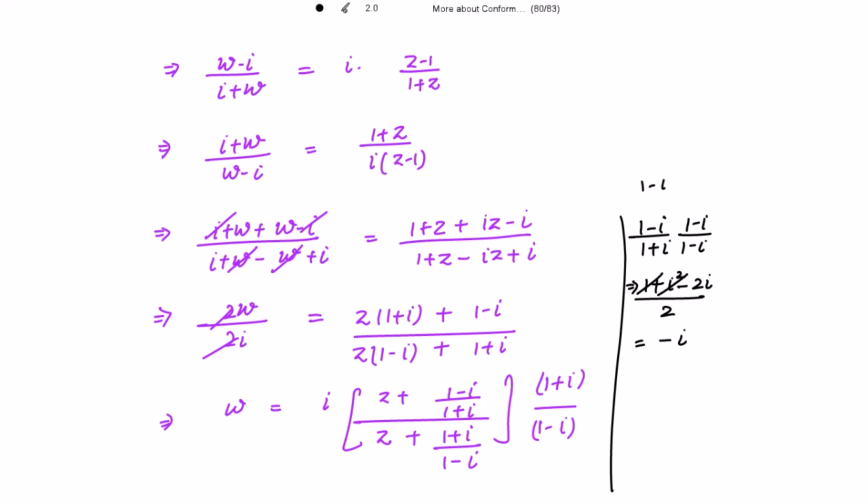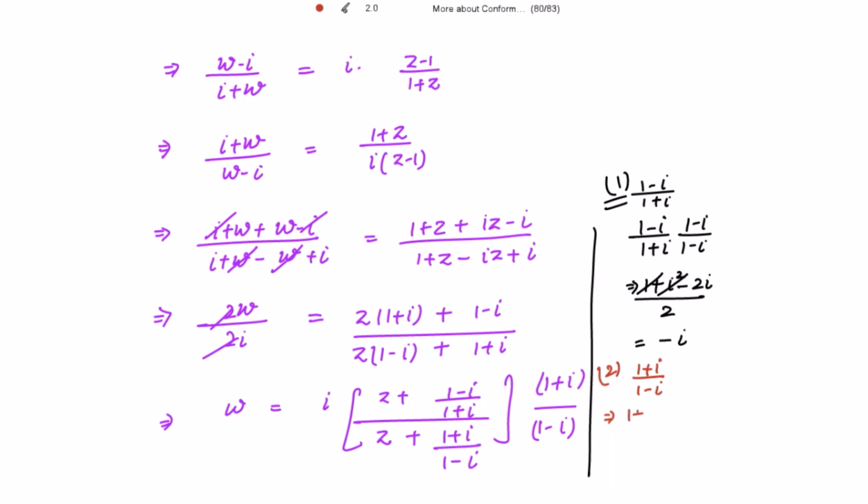This is the value for (1 − i)/(1 + i). And then let's calculate (1 + i)/(1 − i). Again, let's rationalize this. So this is (1 + i)/(1 − i), and we multiply by (1 + i)/(1 + i).